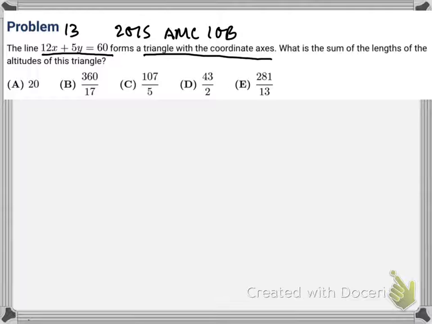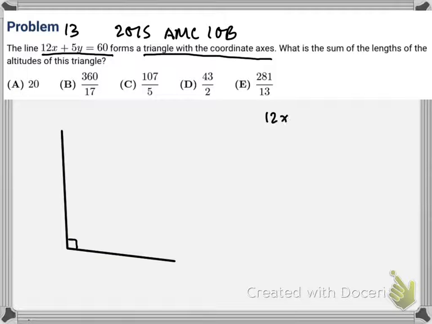Let me sketch this out right over here. This is going to be my y-axis and this is going to look something like an x-axis. It's a little bit off kilter, but here we go. And I've got this line, 12x plus 5y equals 60.